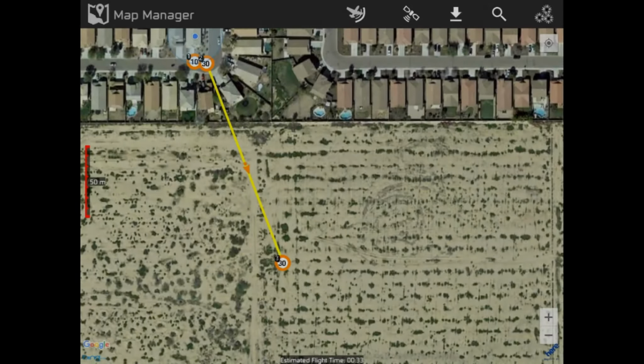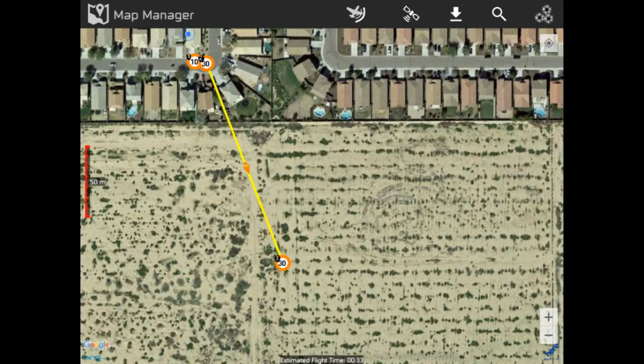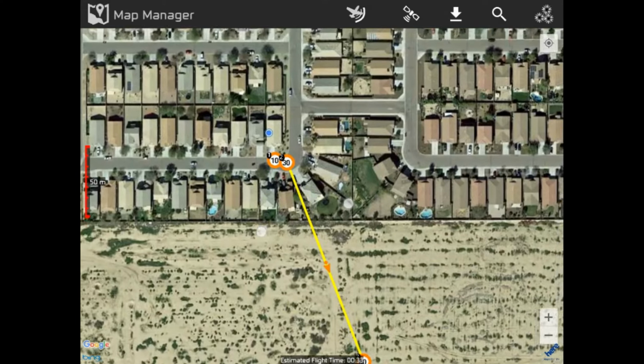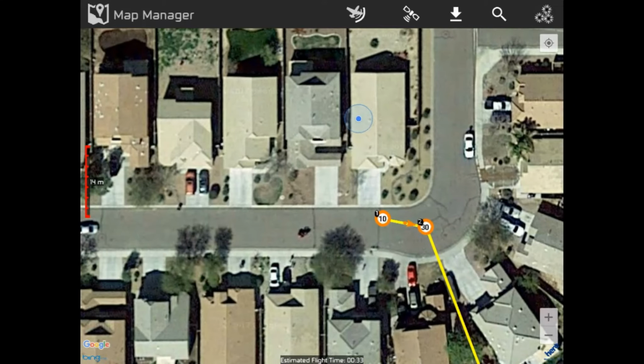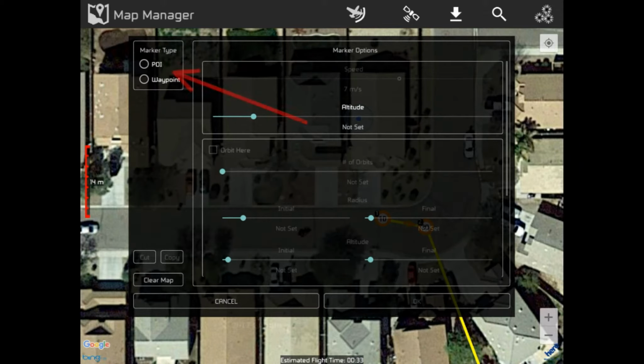Now, we want to fly backwards. We want to be looking at my house as we travel backwards. Okay, so we're going to make my house a point of interest. So we tap there and we go up here and we call point of interest.